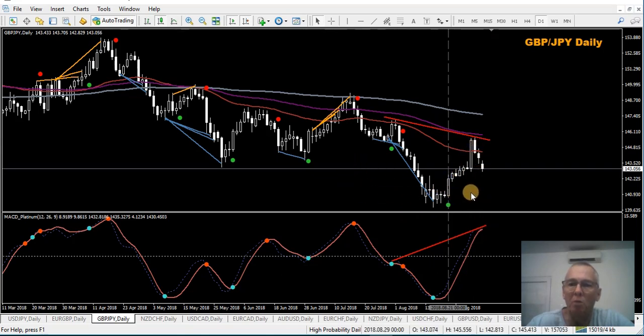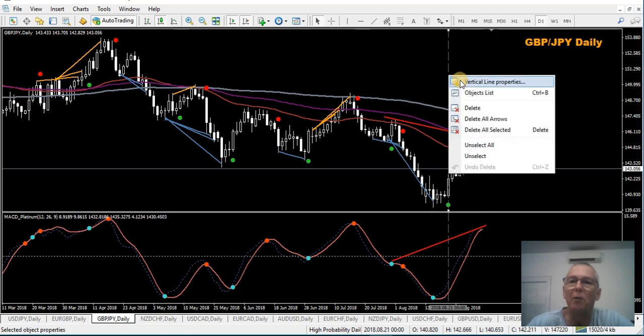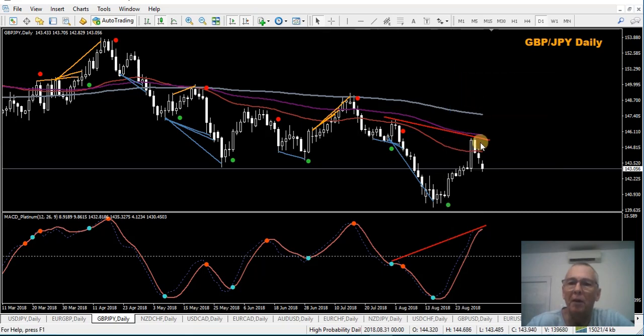Now I'm possibly looking for a sell, so I can probably get rid of that line. But there's nothing happening at the moment until we get some red dots. Could be tomorrow, could be the next day. It looks like it wants to head down. And if we did get a sell signal there, I'd be taking it.